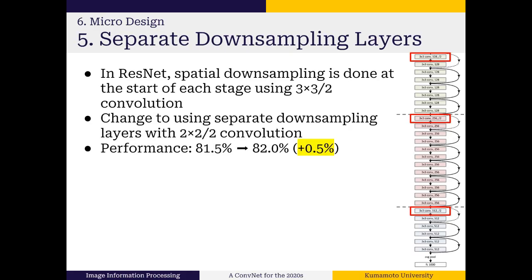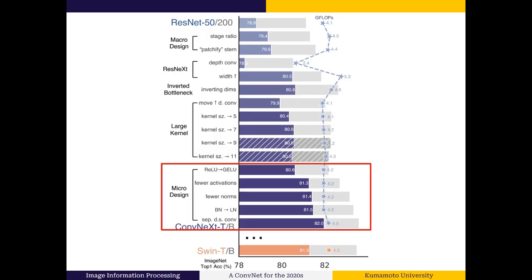The next step is using separate downsampling layers. In ResNet, spatial downsampling is done at the start of each stage using 3 by 3 stride-2 convolution, as shown in this figure. This is then changed to using separate downsampling layers with 2 by 2 stride-2 convolution, and this improves the performance by 0.5%. These final steps in the micro design have significantly improved the accuracy without sacrificing the flop.